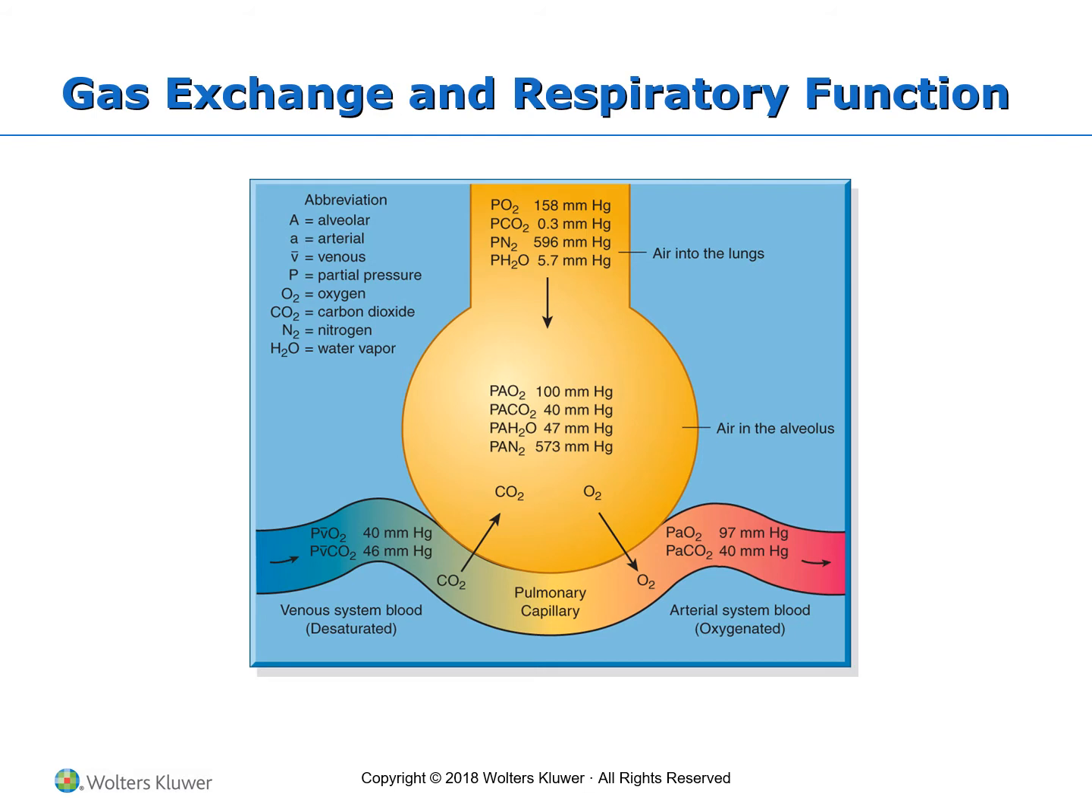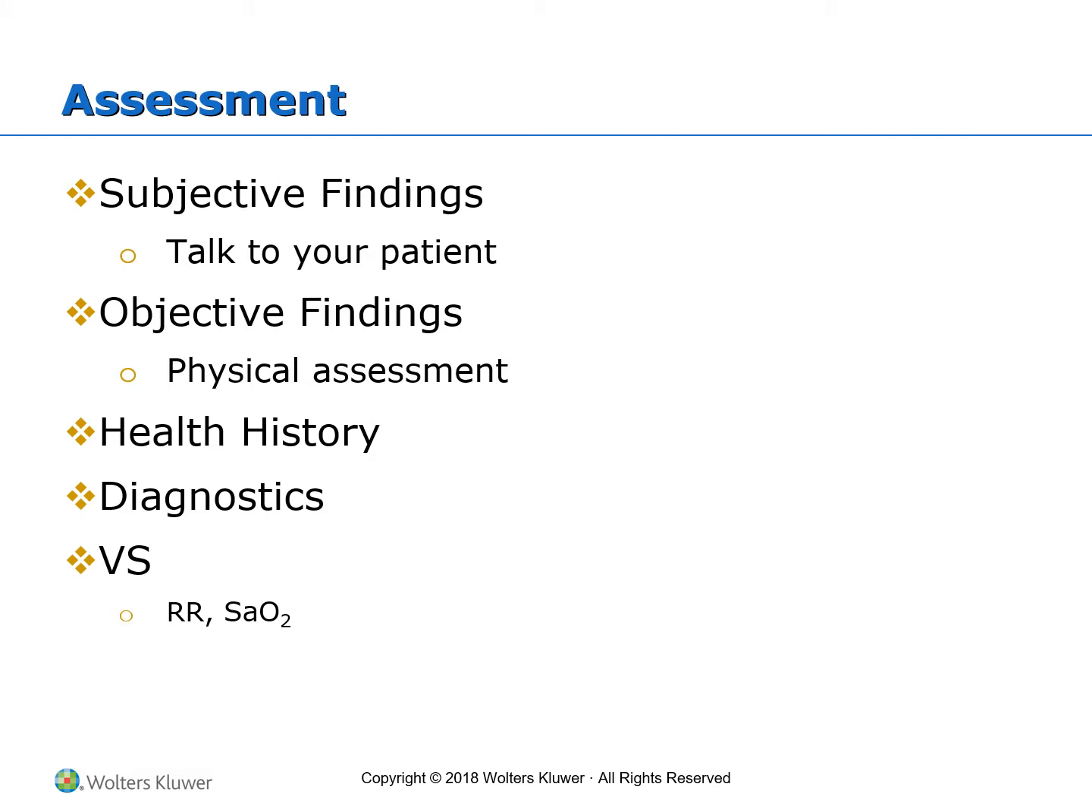Okay. So again, exchange and respiratory function. You have to have perfusion, which is the blood. You have to have diffusion, which is your O2 and your CO2 moving, and then you have to have ventilation, and that's the oxygen actually coming in and the CO2 actually coming out. As far as findings, there's subjective findings, which come from your patient, and then there's objective findings, which are things that you find out, or diagnostics, things that are measured, quantifiable.